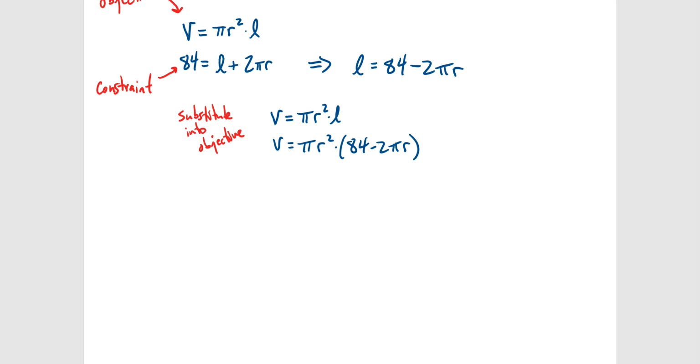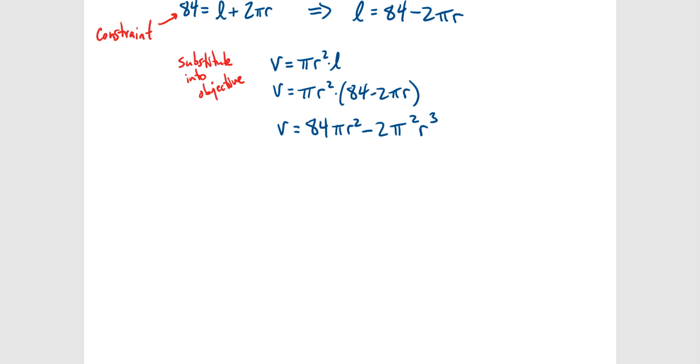And I always recommend distributing. You need to distribute here. So distribute the pi r squared. We get 84 pi r squared minus 2 pi times pi is pi squared, r squared times r is r cubed. So now we have volume in terms of r only. Pi is a constant, so it's fine.